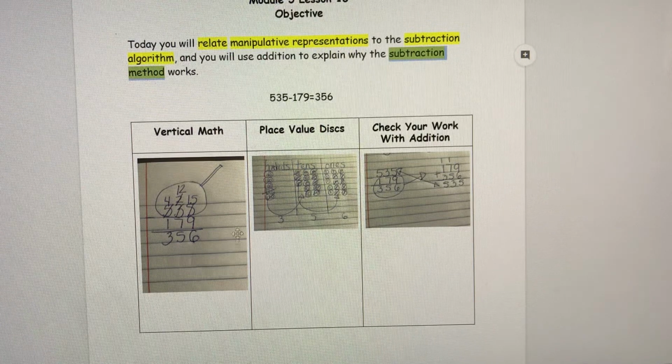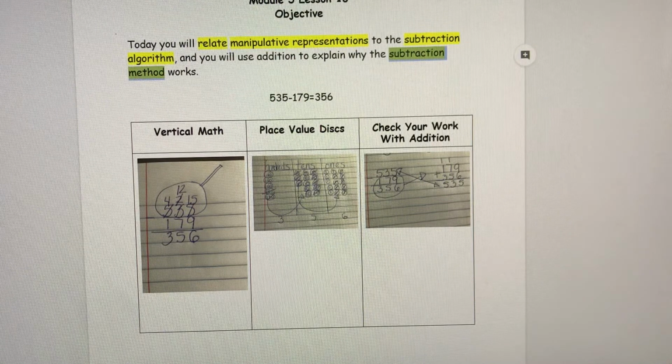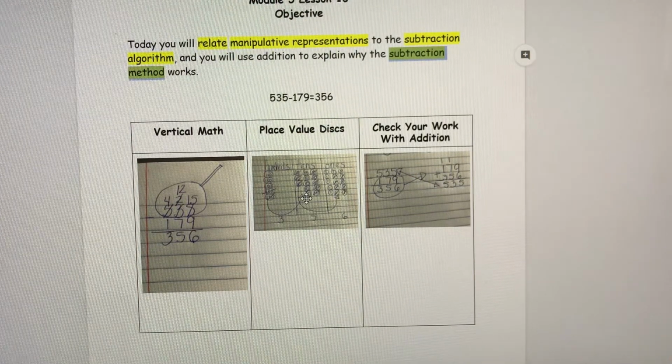This is the way we learned to do it. This is the way they learn to do it. They are visualizing. You are able to see where you decomposed a 10 and turned it into 10 ones, where you decomposed a 100 and you turned it into 10 tens. We called it borrowing. They call it decomposing.